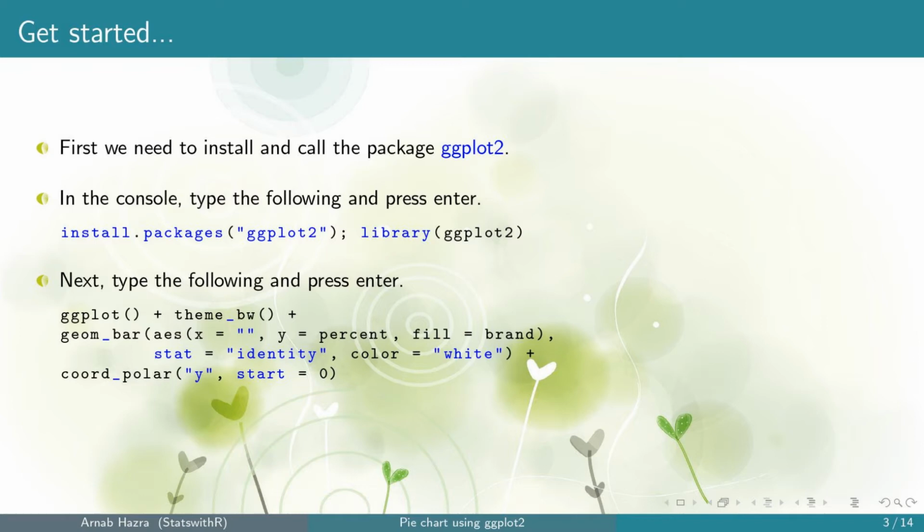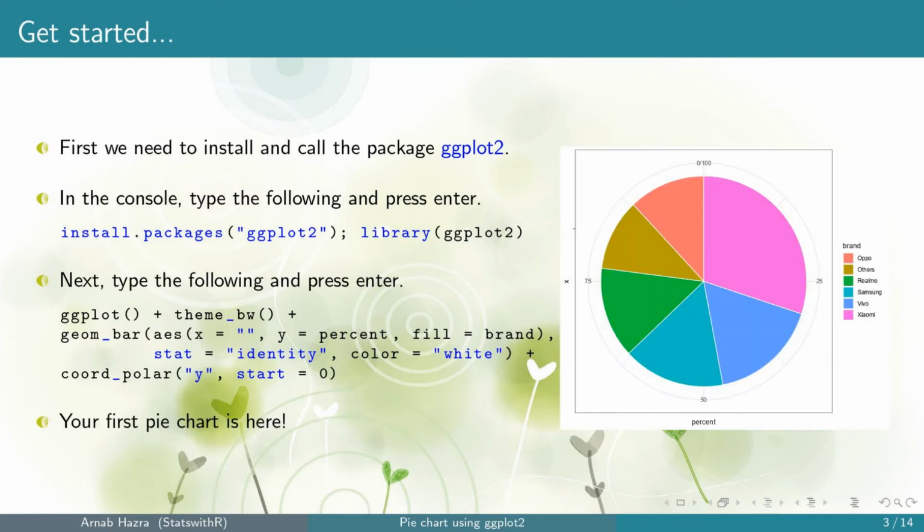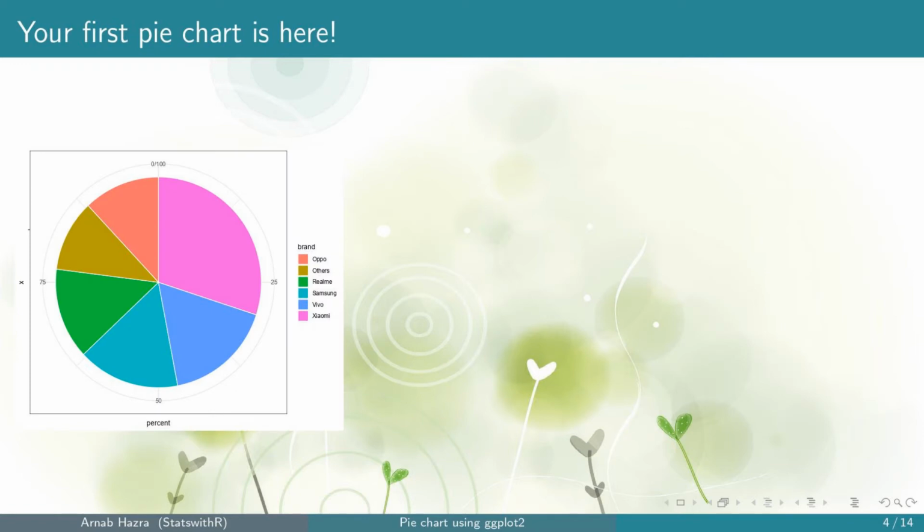Within the function coord_polar, we set start equals to 0. This makes sure the chart starts from the north direction. If you want the chart to start from, say, east direction, set start equals to pi/2 for example. Now press enter. Okay, you get your first pie chart. There are many things that we need to change. Let's do step by step.